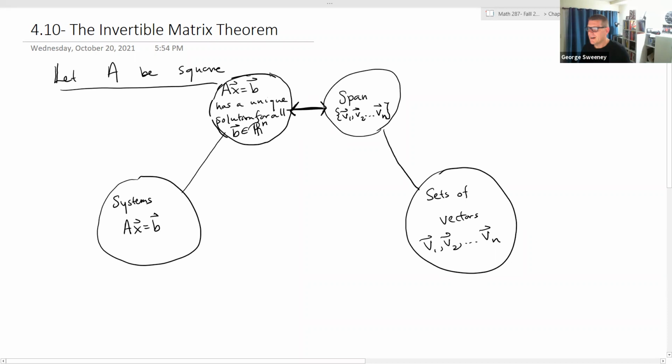So span has to do with the idea that we have vectors and we can construct a space using the vectors. And by the way, we should say the span of them equals Rn. So I add that little piece there.